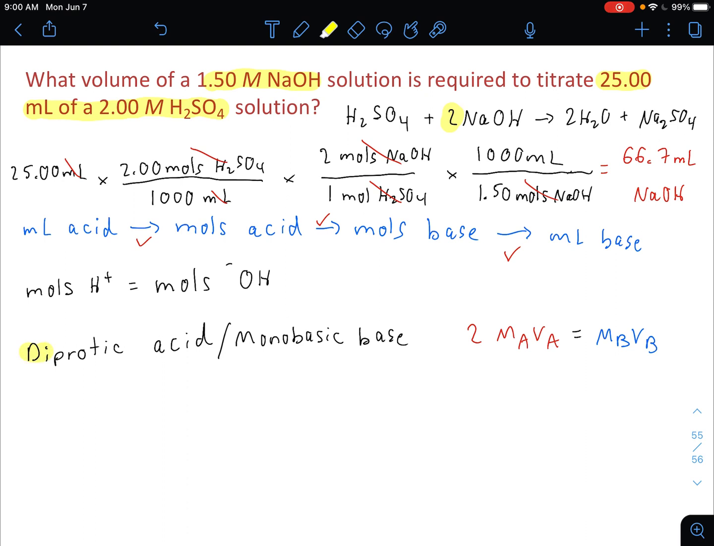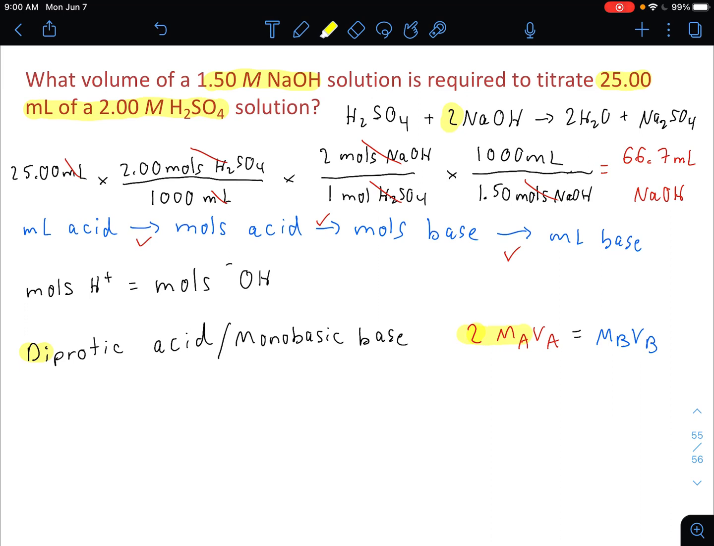So because it's a diprotic acid, basically what we're doing is doubling the molarity. So I'm saying if it's 2 molar H2SO4, it's effectively 4 molar H+. This is an approximation that in second semester, if you're headed that way, you'll learn is not 100% accurate, but this is the way we approach a problem of this type.